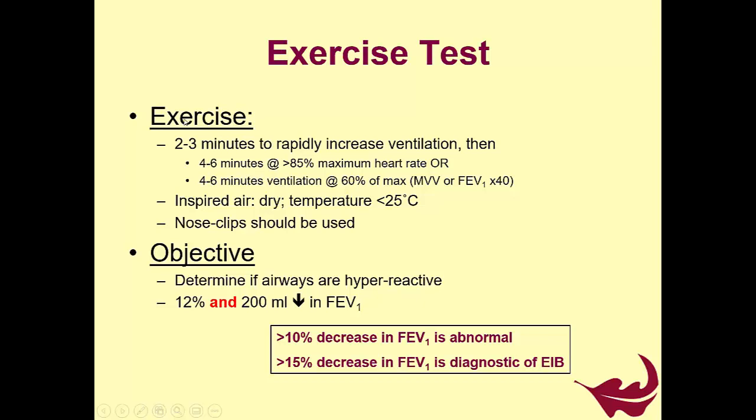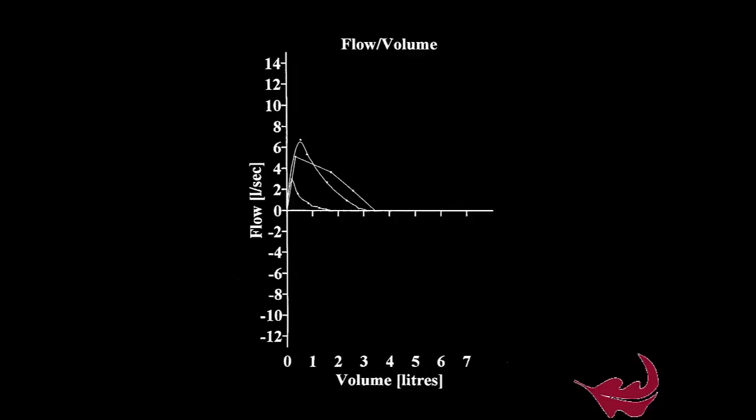The inspired air during the exercise test should be dry, and the temperature must be below 25 degrees centigrade. And they advise that you use a nose clip to make sure that the irritation effect on the airways is there. And the objective is to see whether the airways are hyperreactive, and we look at a 12% and 200 ml drop in FEV1. 8% is what one could see as normal, so 10% or more is abnormal. And if you go to 15 or even higher, 20%, that's actually diagnostic. So the specificity would increase significantly.